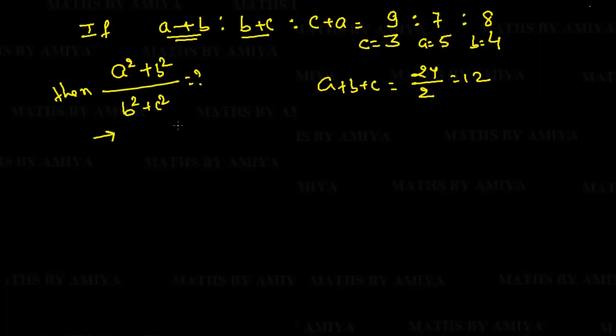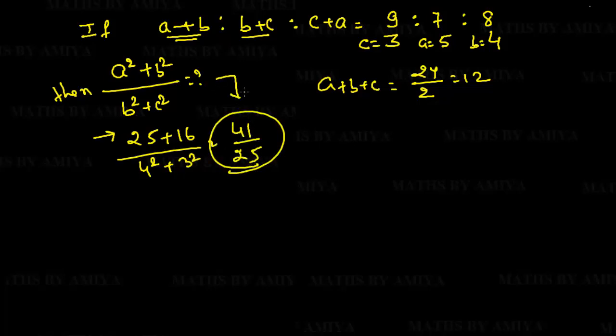A square, that is 5 square, is 25, plus B square, that is 4 square, is 16. B square, that is 4 square, and C square, that is 3 square. So that is nothing but 41 upon 25, our required answer for this question. I hope this one is clear.